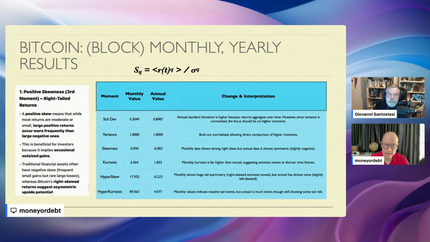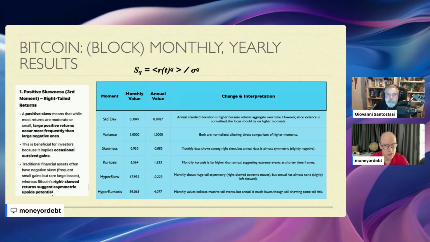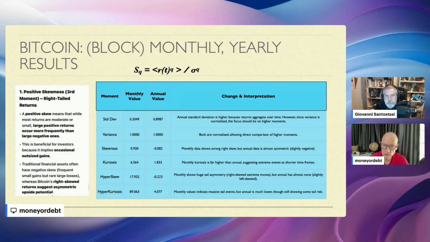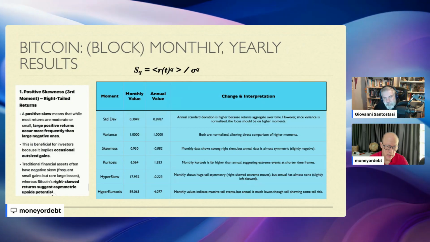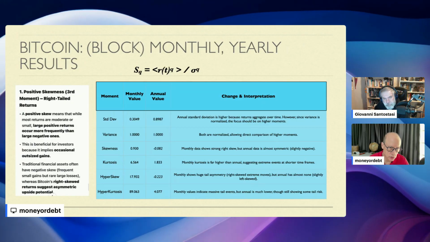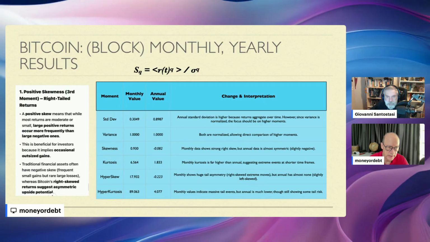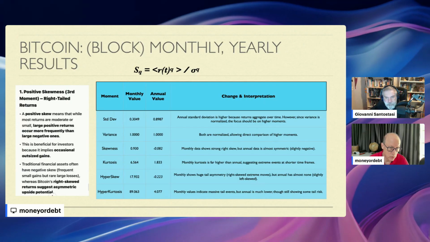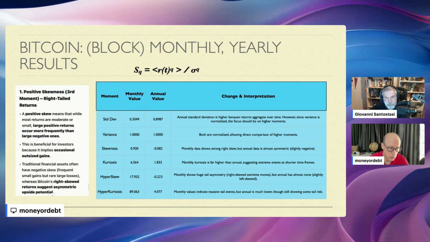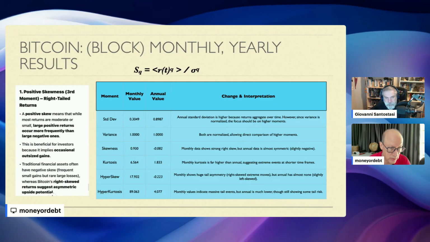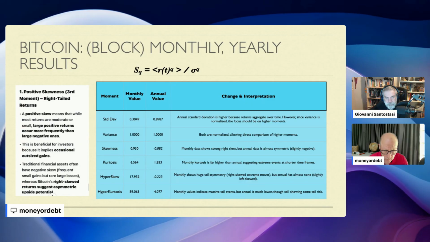Okay, and this is more a description about how you interpret those. So if you go down to the skewness line in the table, the monthly data shows strong right skew, but the annual data is almost symmetric. It's slightly negative. The kurtosis is much higher with the monthly than it is with the annual, which suggests extreme events are more likely at shorter time frames. We know that things get smoothed out when you get to annual time frames.